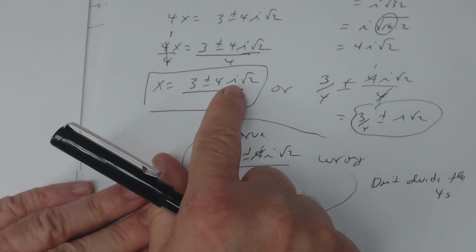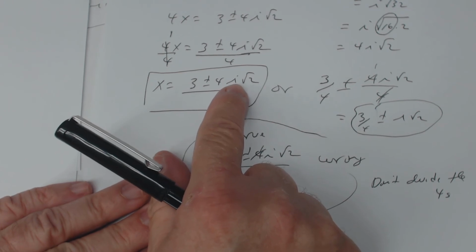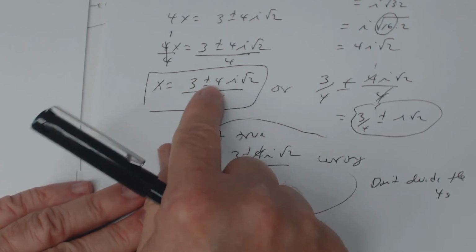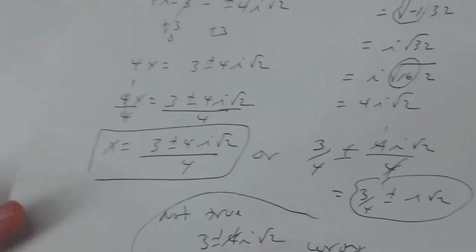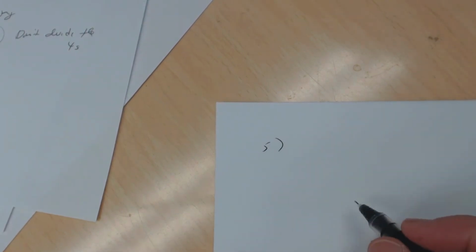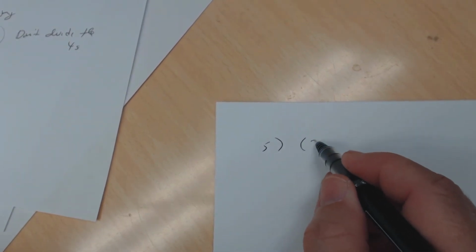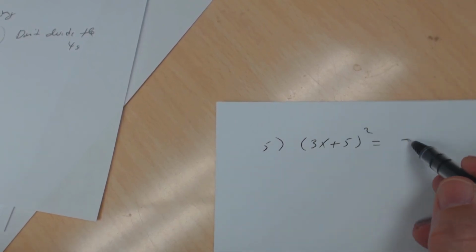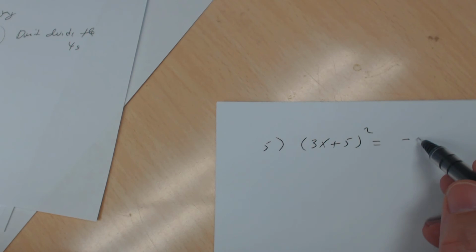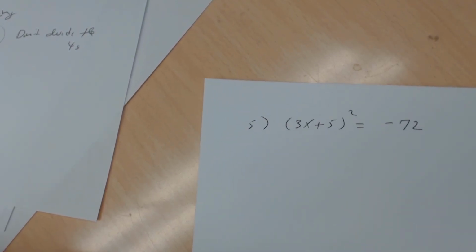Now also keep in mind this is not a real number because this is an imaginary unit right here. This is a complex number. Okay. All right. So let's look at one more, and then we'll be done with this lesson. Okay. So suppose we had (3x + 5) squared equal to a negative 72. That was equal to a negative 72.